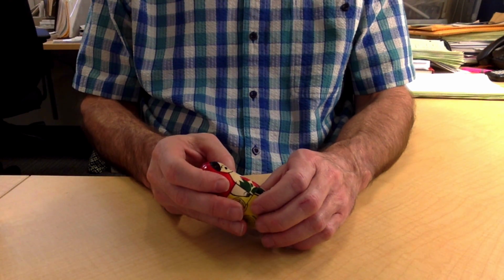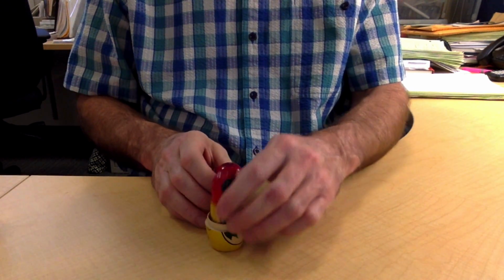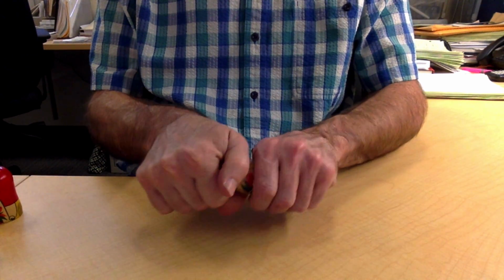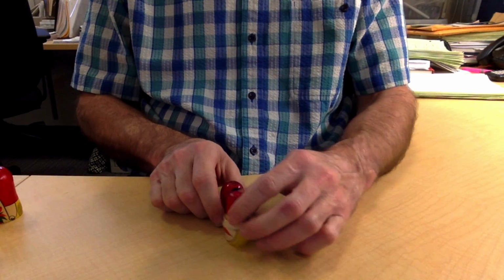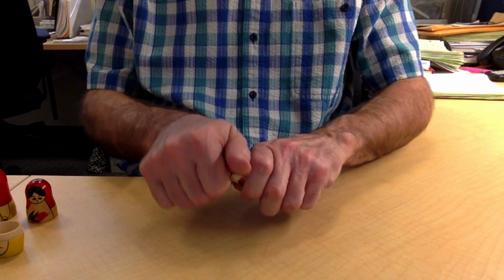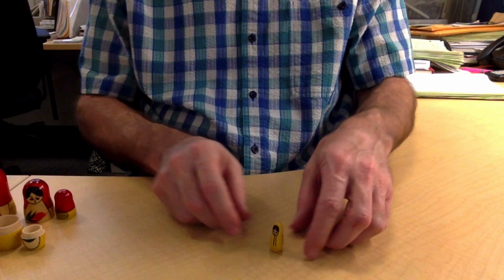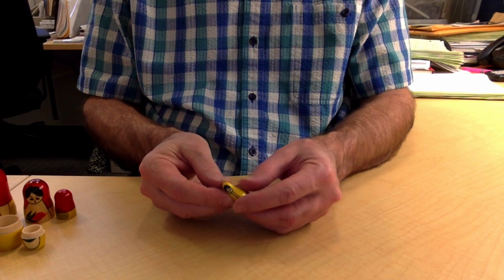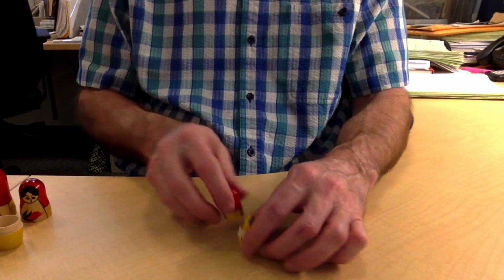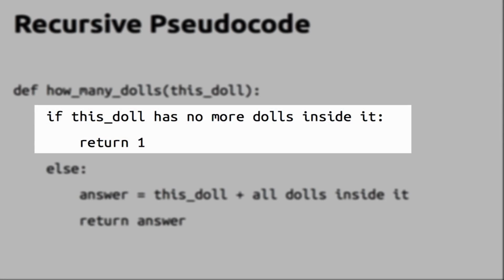Let's go ahead and go through this counting process with the actual dolls themselves. I'm going to follow the code as I go so that we can see how it works. So, how many dolls am I holding? This one and all the ones inside it. Now I'm calling the how_many_dolls function on the smaller doll and asking again, how many dolls am I holding? This one and all the ones inside it. This continues until there are no more dolls to open, at which point the recursive function needs to know how to stop. So we need to add another line that tells the function what it should do then. If this doll has no more dolls inside it, return 1.